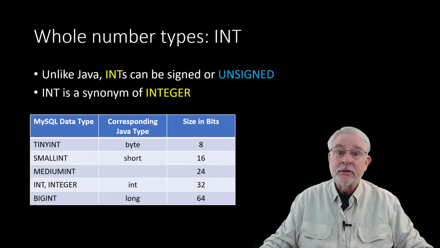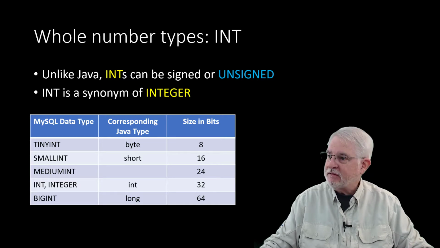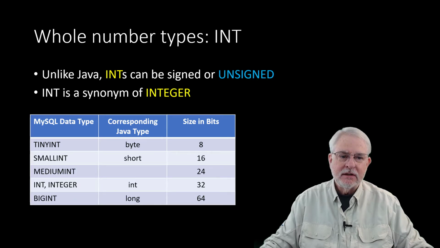We'll start out with the whole number type, which is int or integer. Integer is a synonym for int. Now, unlike in Java, ints can be signed or unsigned. And you'll see in the table here that we compare the MySQL data types with the corresponding Java data types. So in MySQL, a tiny int is comparable to a Java byte. A small int compares to a short. A medium int, there's no corresponding Java type. Int and integer correspond to a Java int in size and storage capacity. And then a big int corresponds to a Java long.